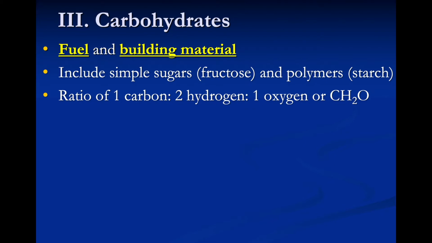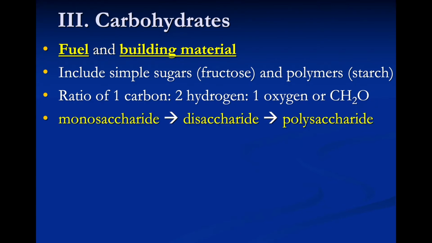So 1 carbon to 2 hydrogens to 1 oxygen. So for example, glucose is C6H12O6. So it follows this rule of 1 to 2 to 1 carbon, hydrogen, oxygen ratio. Now, one little hint about the name carbohydrate: carbo, think of carbon, and hydrate, think of water. So as you look at this ratio, CH2O, here you have your C, carbo, and the H2O is your hydrate. So that's an easy way to remember what carbohydrates are made of.